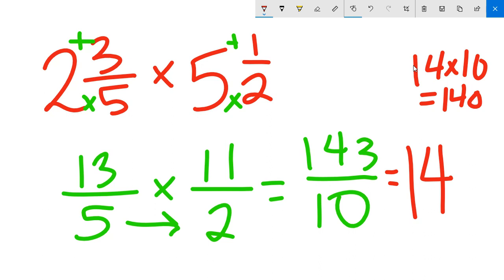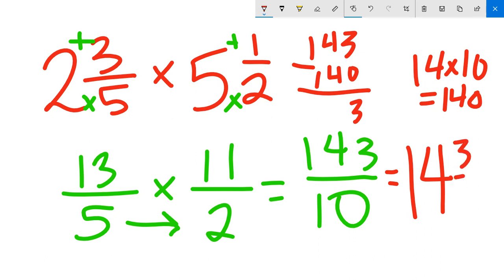Now, what's left over? Well, 14 times 10 is 140. Take that away from 143. So 143 minus 140, you get 3 left over. So our numerator is 3 and our denominator is 10.